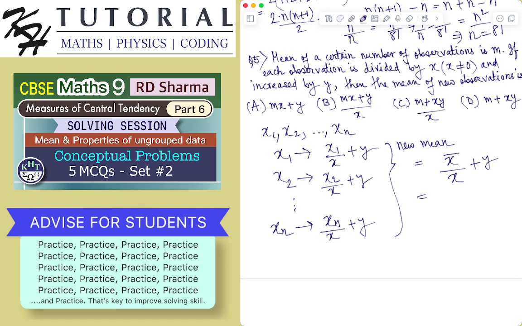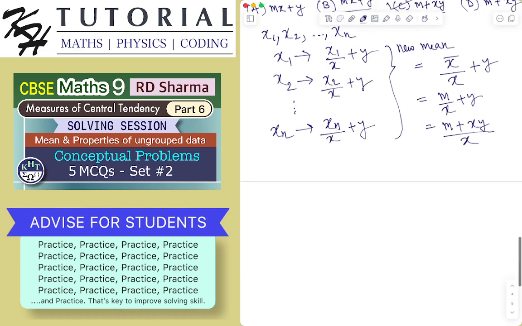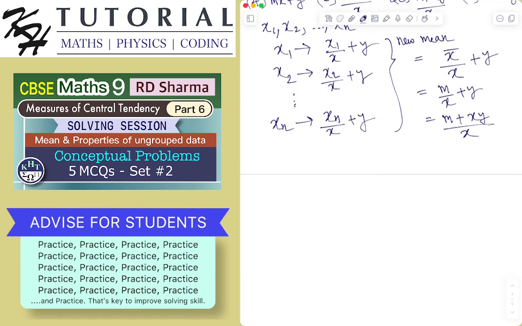Now in the problem, the mean of the original observation is given to be m. So it will be m by x plus y. If you simplify this, m plus xy divided by x. So m plus xy divided by x is the new mean. Always remember this concept.